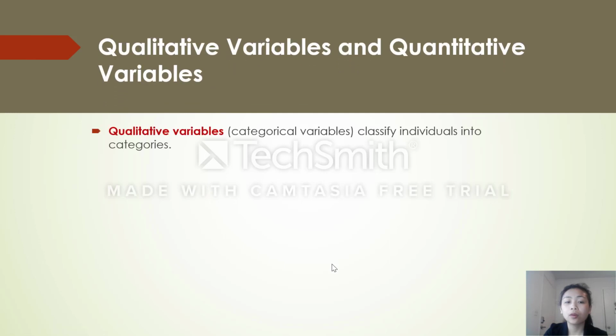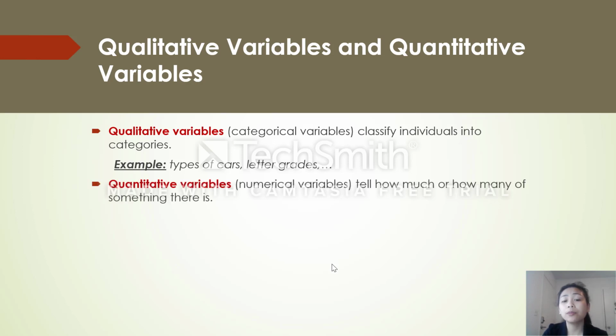So, the definition: qualitative variables or categorical variables classify individuals into categories. For example, types of cars, either Jeep, Honda, or Mercedes, and so on. Or letter grades, where student performance may be given a letter A, B, C, D, or F. Quantitative variables or numerical variables tell us how much or how many of something there is. For example, the number of children in a family, or the height of students.